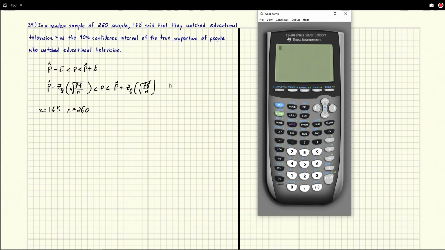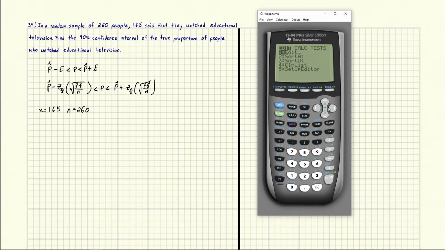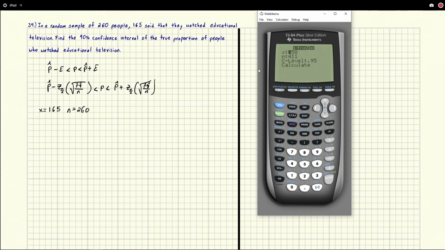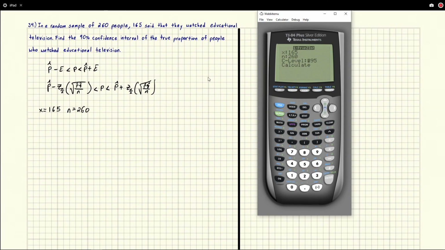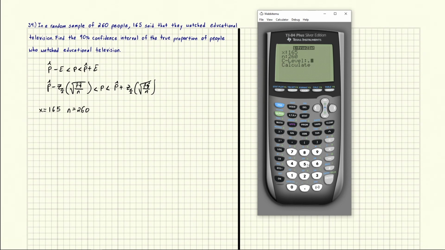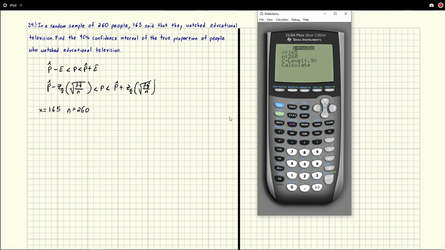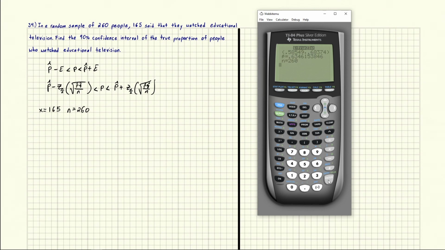So now if we come to our calculator, we go to stat, go over to tests, and look for the one proportion interval, 1-PropZInt. This one, A. So we choose A, and our X is 165. Our N is 260, and our confidence level is just 0.9 because they want to be 90% confident. And we choose calculate, and it gives it to us. That's it. It's that easy.